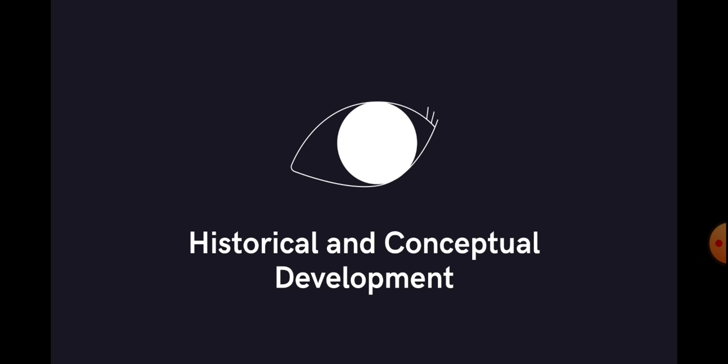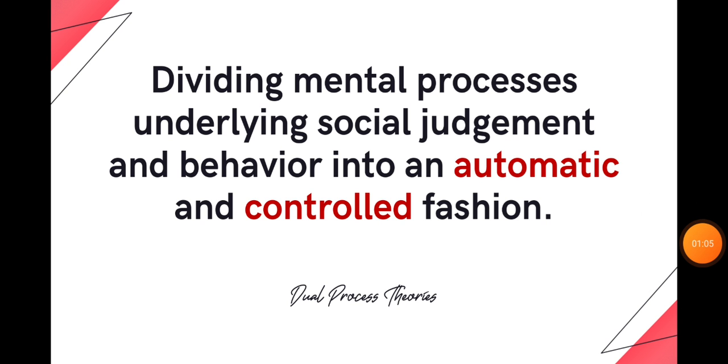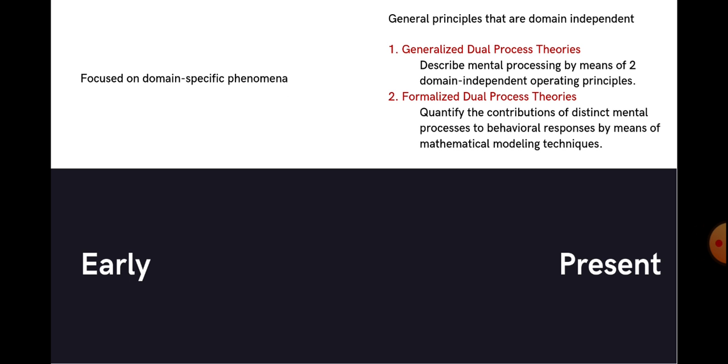Okay, so the first section is historical and conceptual development of the dual process model. First, what is a dual process model? The defining characteristic of dual process model is they're dividing mental processes underlying social judgment and behavior into an automatic and controlled fashion. And later we're going to talk a little bit about how to differentiate between automatic and controlled processes. And so next, we're going to talk about the history of the dual process theories or models.